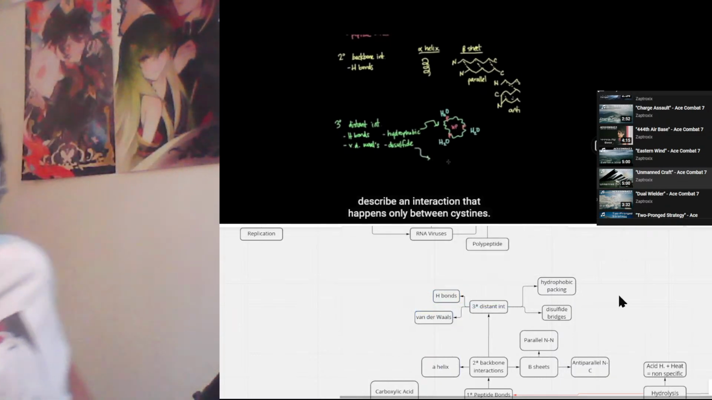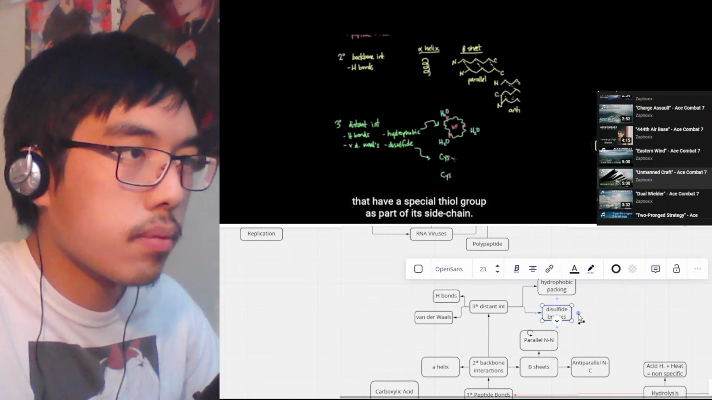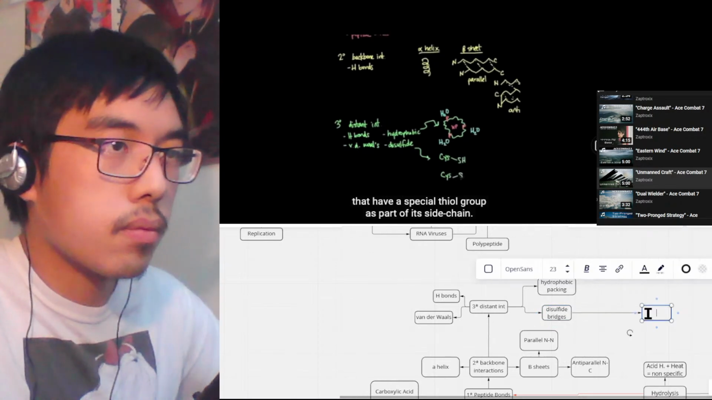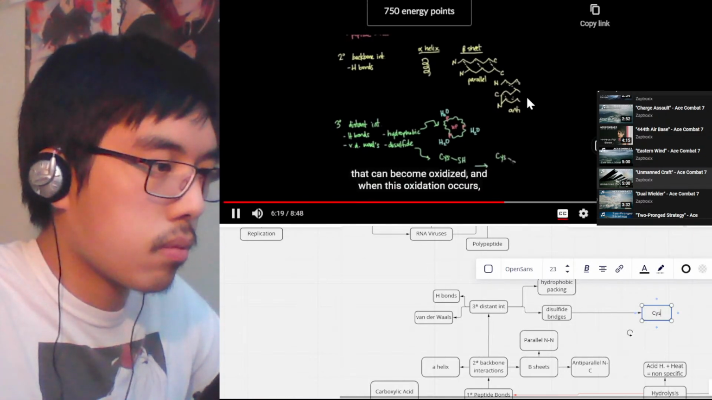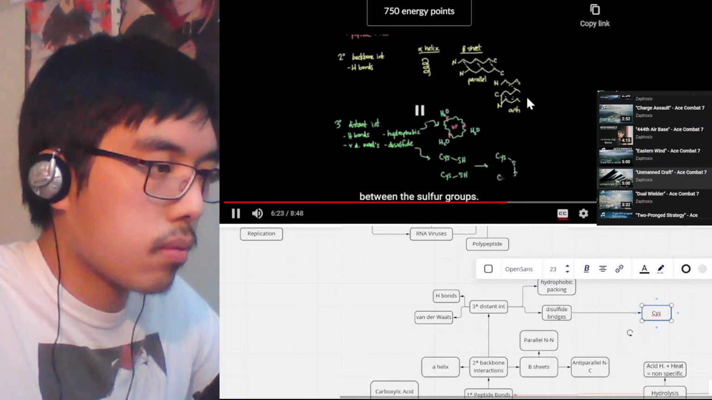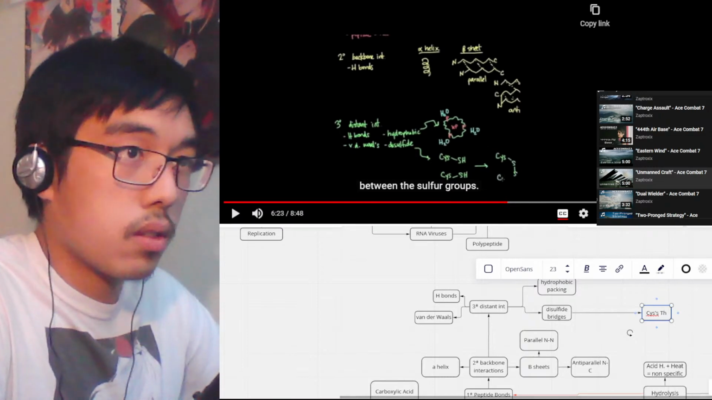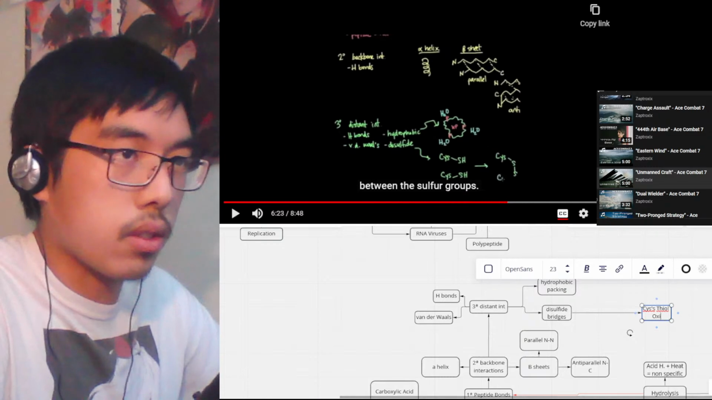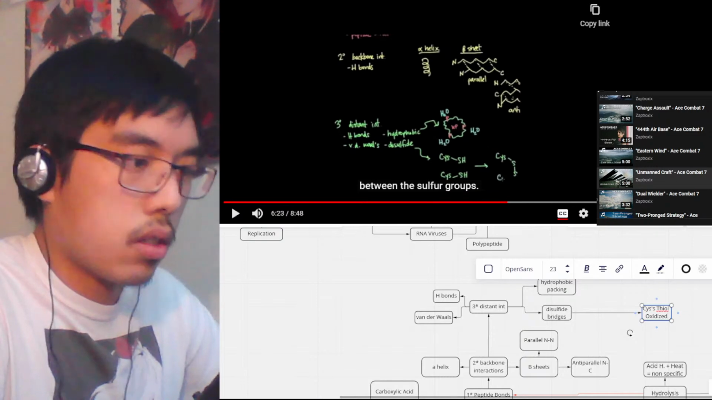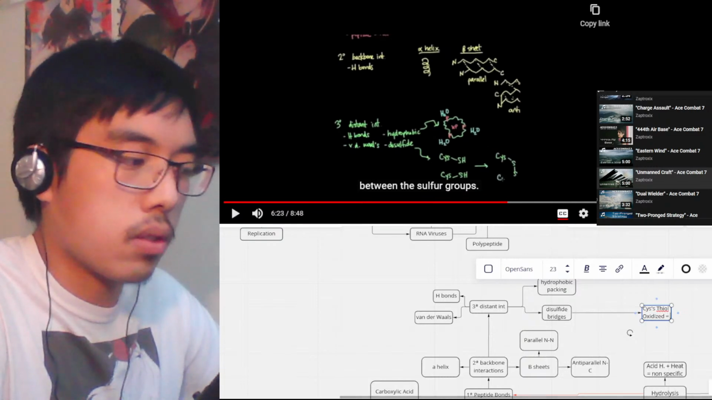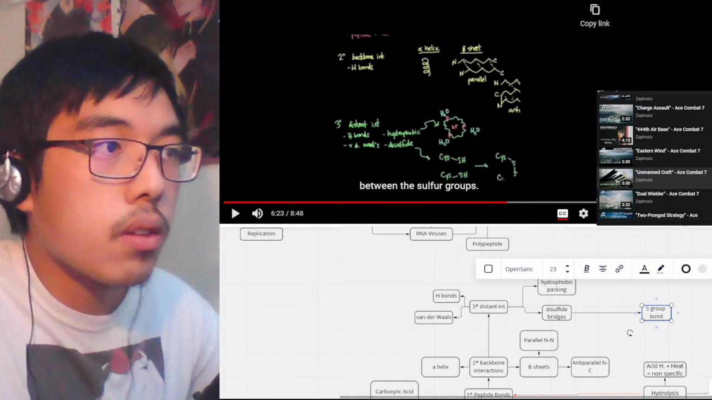Disulfide bridges, on the other hand, describe an interaction that happens only between cysteines. So cysteines are a type of amino acid that have a special thiol group as part of its side chain. And this thiol group has a sulfur atom that can become oxidized. And when this oxidation occurs, you get the formation of a covalent bond between the sulfur groups. Okay, cysteine oxidizes equals sulfur group bond. Excellent.